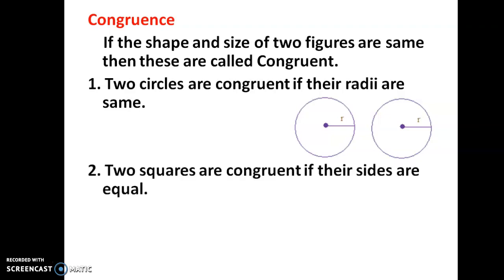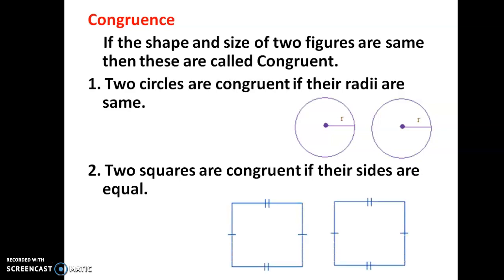Two squares are congruent if their sides are equal. So if the sides of two squares are equal, then the two squares are said to be congruent. If you place one above the other, it will perfectly fit into the other. It will perfectly be equal. Then it is called congruent.